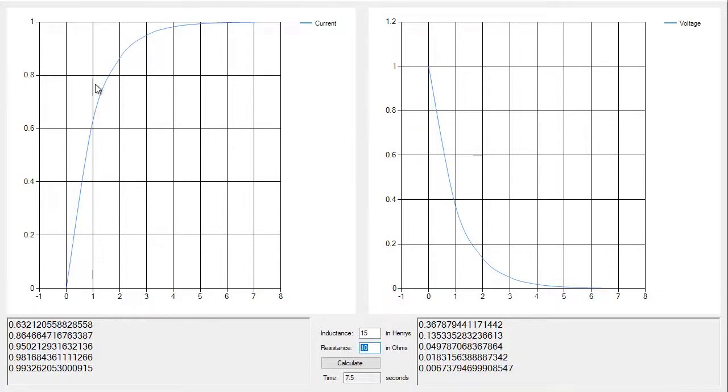That's what the coil is going to do. L over R equals T. Alright, we're going to move on. We're going to show a little bit more.